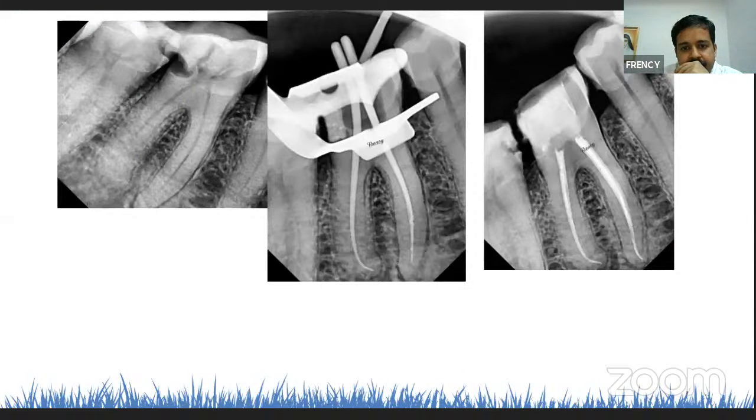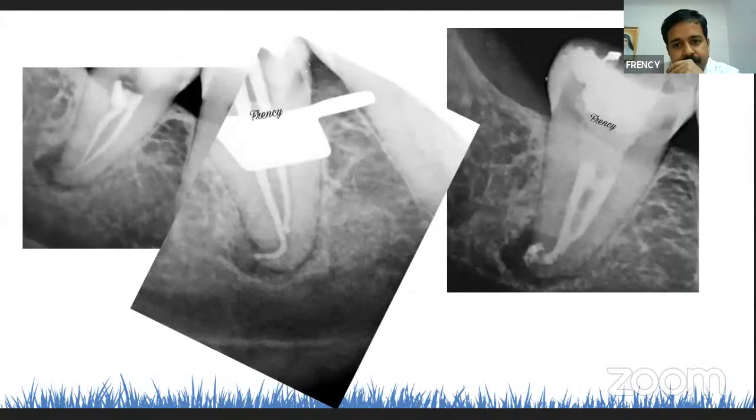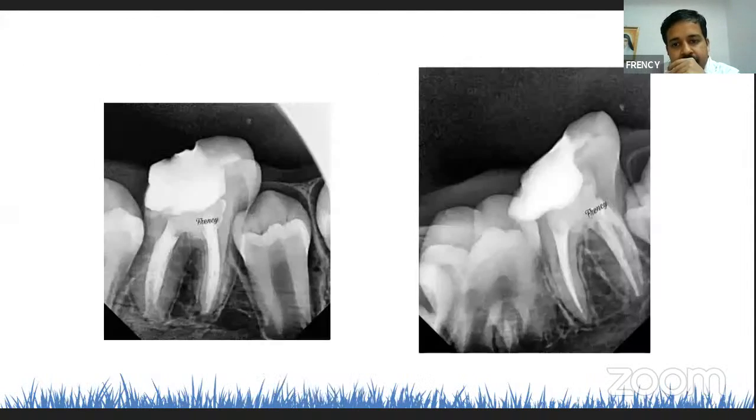Here also you can see an isthmus between the mesiobuccal and mesiolingual canal and the third distal canal. Here also you can see the mesiobuccal and mesiolingual canals having an isthmus between. Here a young patient, usually there will be a lot of isthmus. Here you can see a young patient in a mandibular first molar, both in the distal root and mesial root. You can see the isthmus. A shifted X-ray will reveal this isthmus.